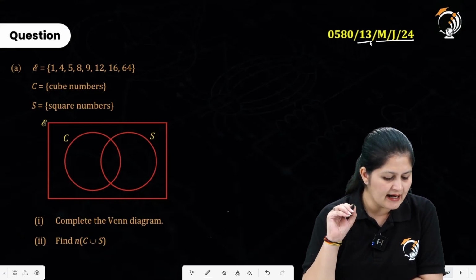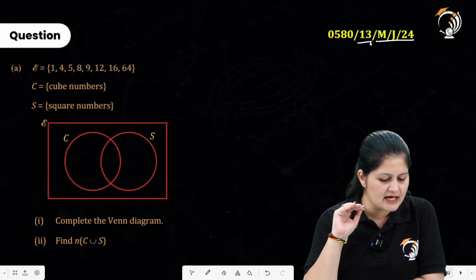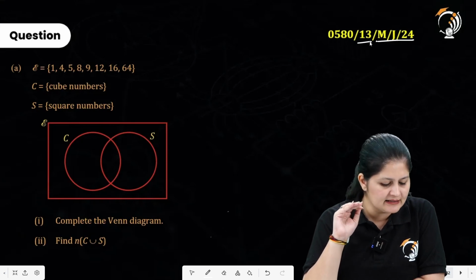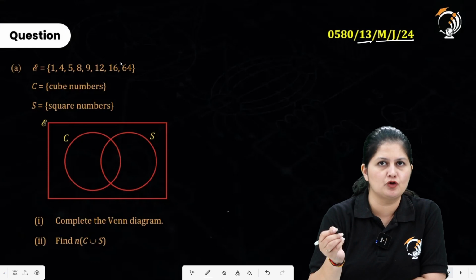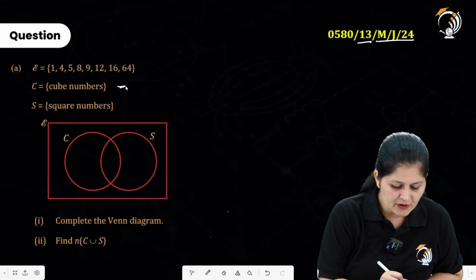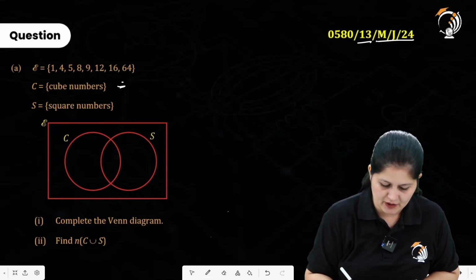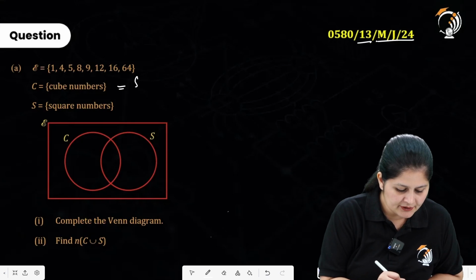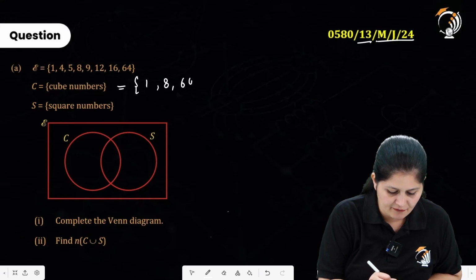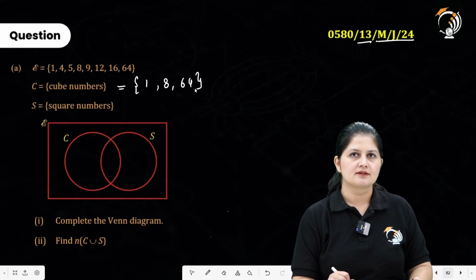Moving to the next question, which is from the paper of May-June 24, variant 1-3. It says that there is a set which has the elements 1, 4, 5, 8, 9, 12, 16, 64. And the set C has the cube numbers. So firstly, let's find out what all the cube numbers are here. The cube numbers here are going to be 1, then 8, then 64. These are the cube numbers, right?